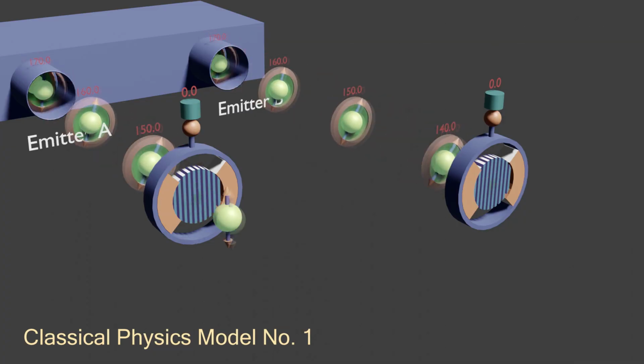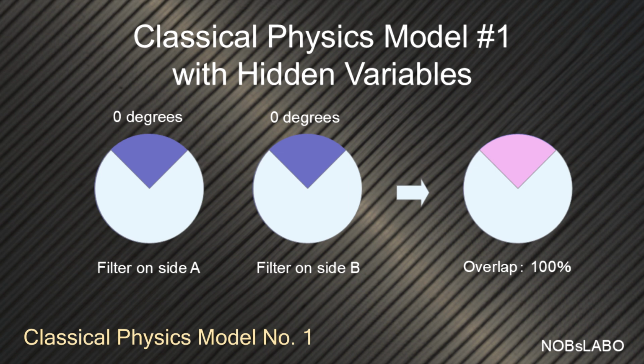Then, for example, if the polarizing filters on sides A and B are at the same angle, the pass-blocks of the entangled photon pairs will be perfectly consistent. This matches the results of the actual experiment.